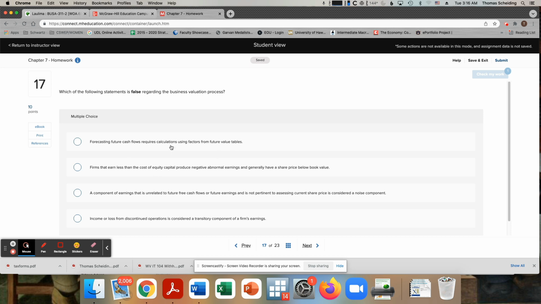Sorry, I didn't read the rest of this. Using factors from future value tables. Future value tables. I'm not sure what that means. I think that's a throwaway. This might actually be the false part of this. It is about forecasting future cash flows. That would be one way you would value a business, but I don't think that future value tables part makes any sense.